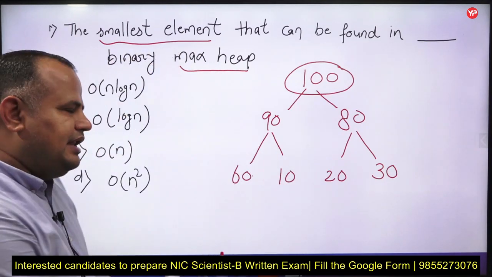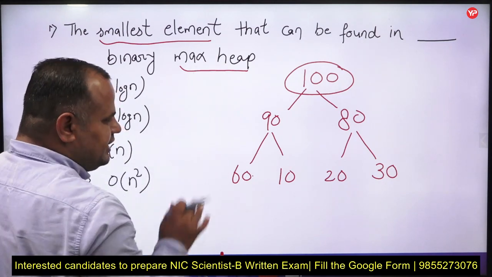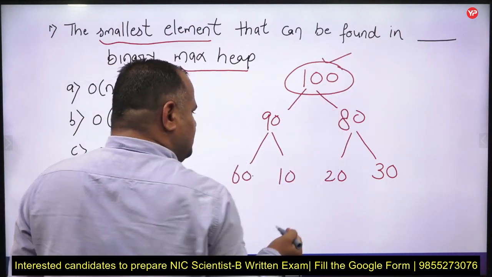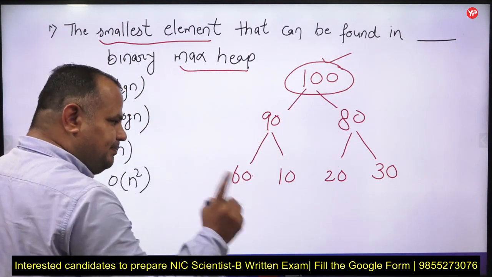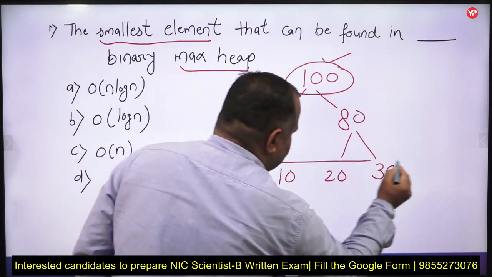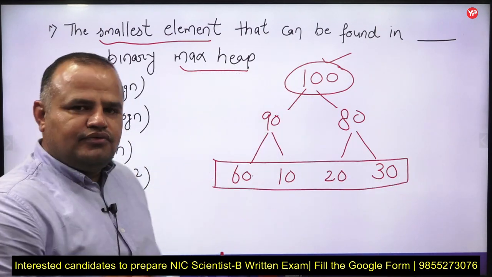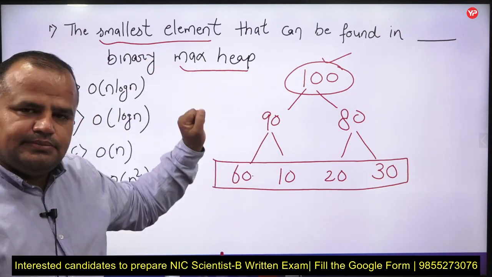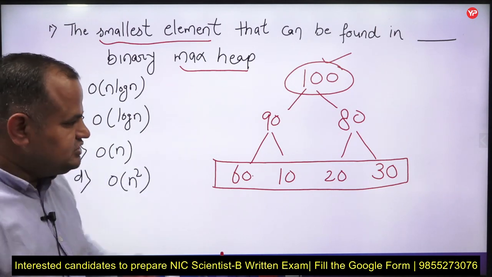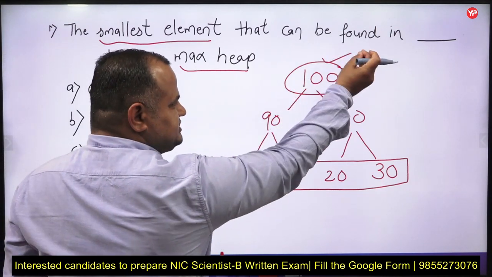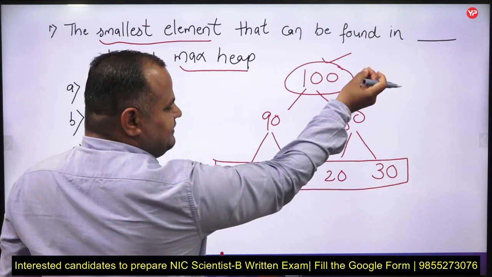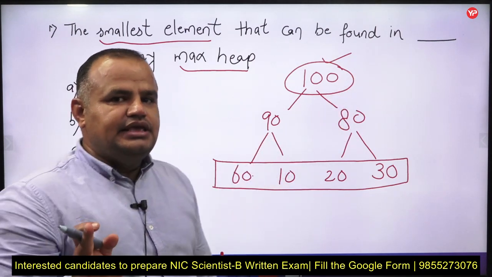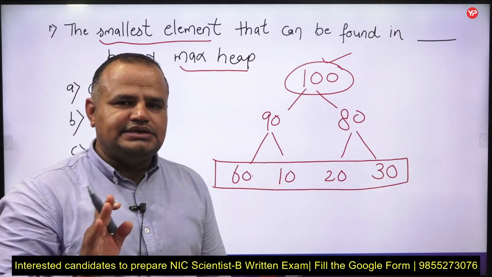But what about the minimum element? The maximum element in a max heap is always present at the root node, but the minimum element, keep in mind, is always present at a leaf node. So to get the minimum element from the max heap, what is your approach? The first approach is you can delete the first maximum element, then the second maximum element, then the third, and the last element in my heap is the smallest element in the max heap.